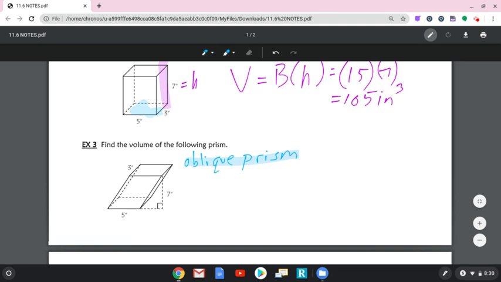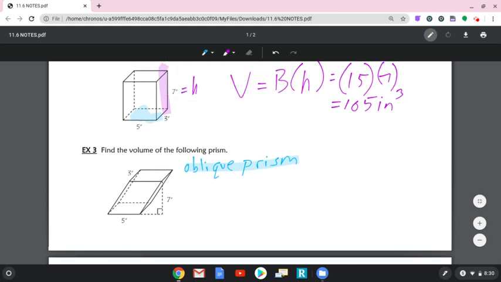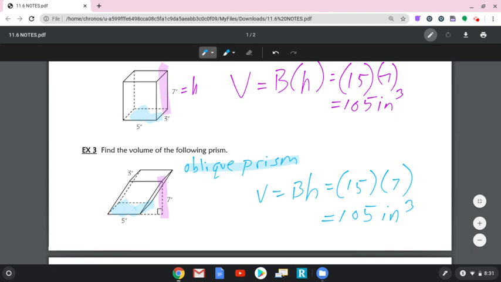Cavalieri's principle states, if two solids have the same height and the same cross-section area at every level, then they have the same volume. So what do they mean by that? They mean that since this has a height of 7 and it has the same cross-section area, meaning in this case, the area of our base is the same. We have a 5x3 base. The volume would also be the same. So I can say the volume of this is base area times height, which would be 15 times 7, and it would also be 105 inches cubed. This is all by Cavalieri's principle.